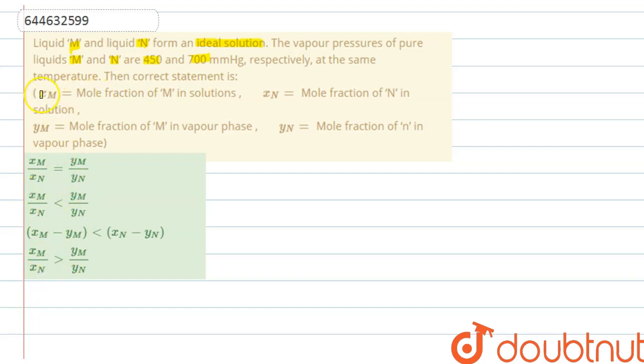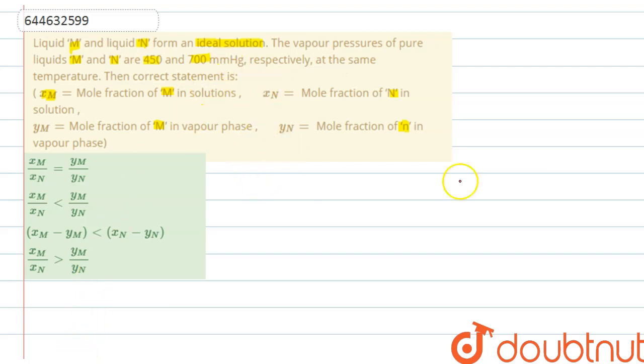It is also given that xm is the mole fraction of M in solution, and xn is the mole fraction of N in solution. Ym is the mole fraction of M in vapor phase, and Yn is the mole fraction of N in vapor phase, right? So let's start solving this question.